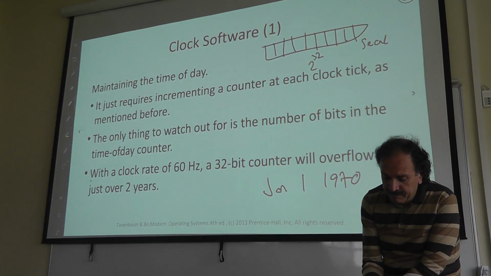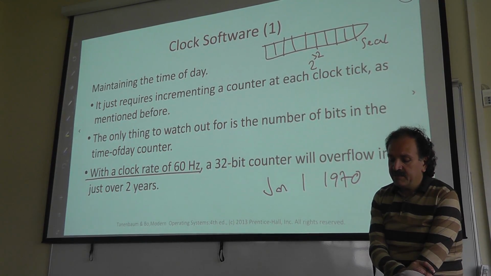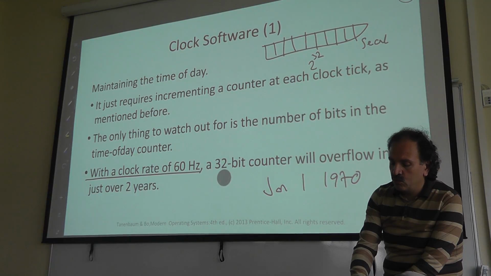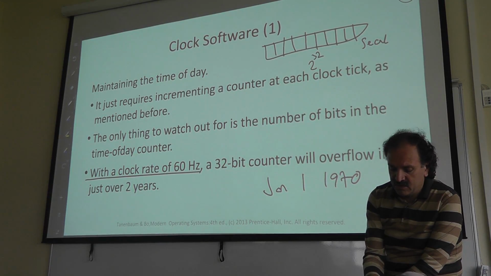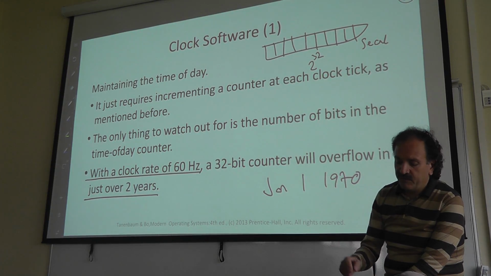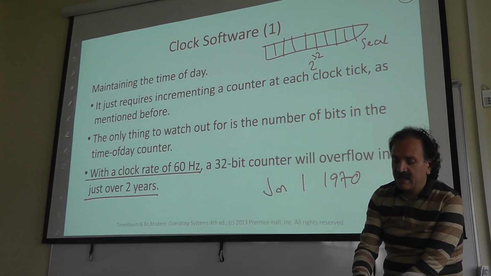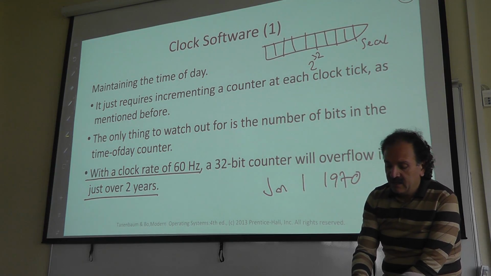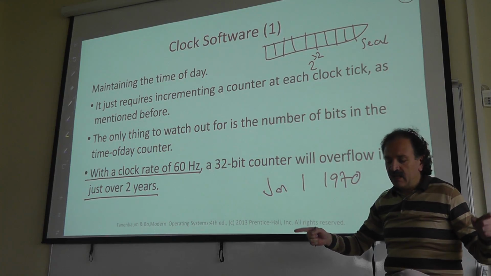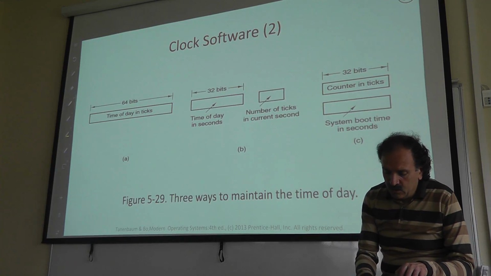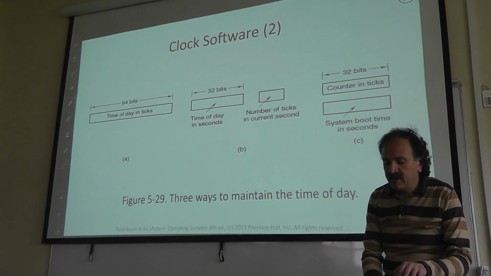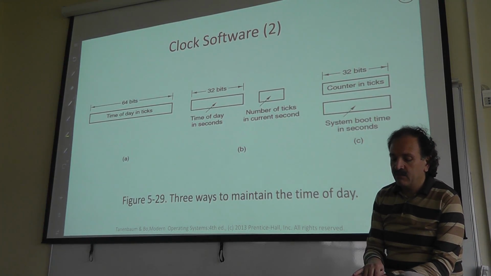But if you are counting the seconds, that's fine. If you are counting the interrupts, and you are interrupting your CPU 60 times a second, then your 32-bit counter will overflow in 2 years. So this is not good. This space will not be sufficient for you. Either you need a larger space or some other solution. You could use a 64-bit integer to count the number of interrupts.